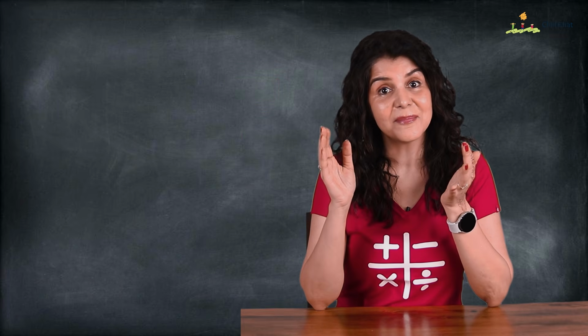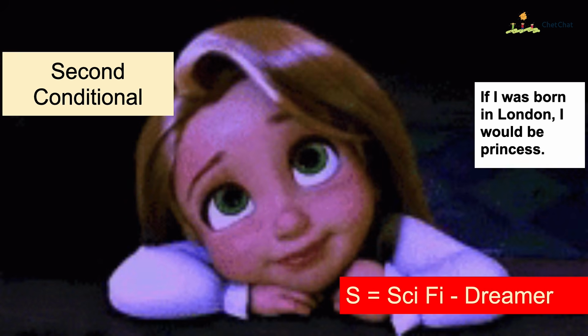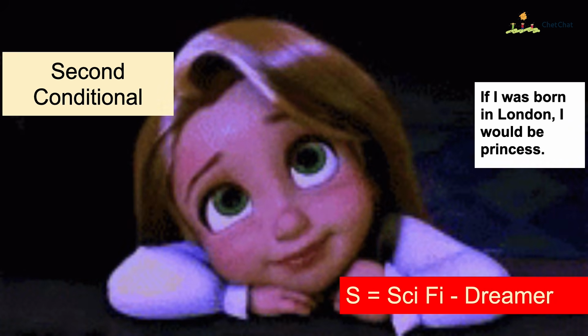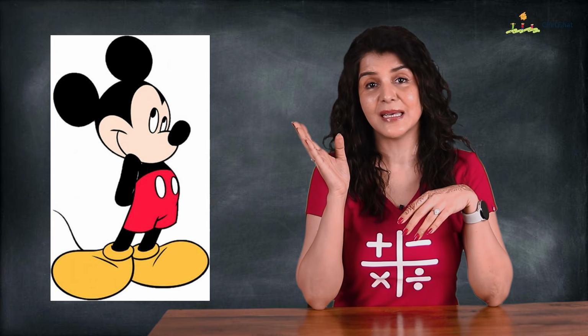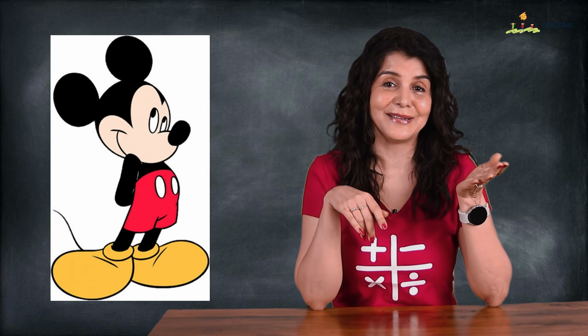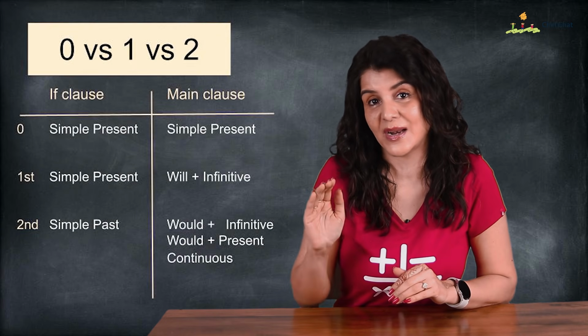So the way I remember the second conditional is that it's like someone dreaming, like a sci-fi fantasy. S for second, S for sci-fi. If I was born in London, I would be the princess. Well, if I was Mickey Mouse, I would be in Disneyland today. Okay. Now let's summarize the differences between 0, 1 and 2.